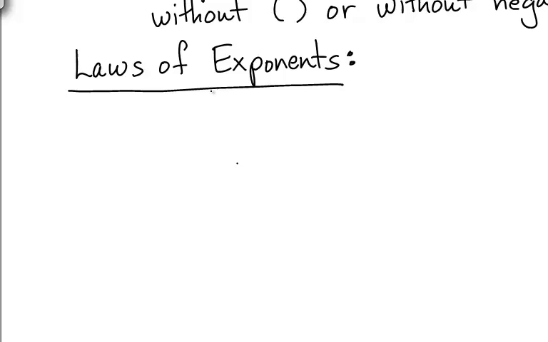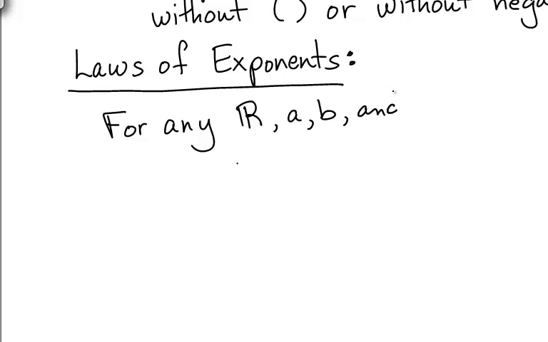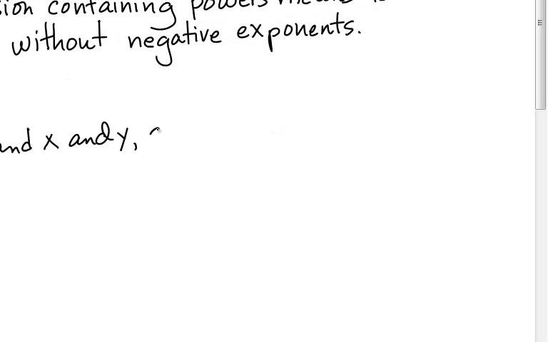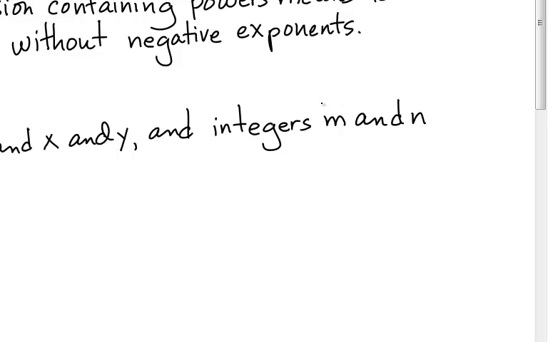So the laws of exponents, use a double bar R for real numbers. For any real numbers A, B, and X and Y, those are real numbers. So that means they can be rational or irrational. They just can't be imaginary. Okay, and integers m and n. So m and n have to be integers.